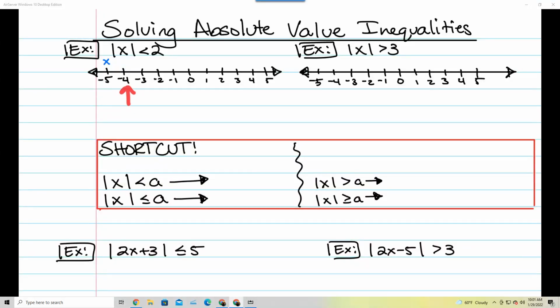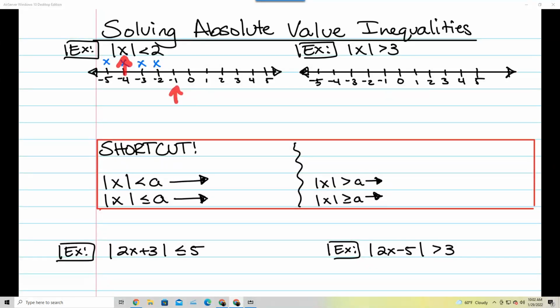If I plug in -4 right here, I get absolute value of -4 is 4. 4 is less than 2. That is not true either. So I'm going to go ahead and mark that down. -3, absolute value of -3 is 3. 3 is less than 2. That's not true. Absolute value of -2 is 2. 2 is less than 2. That's not true either.